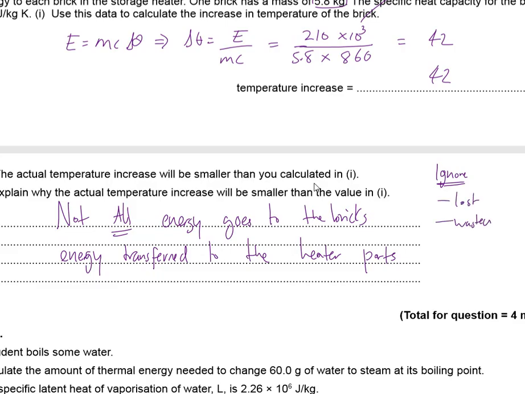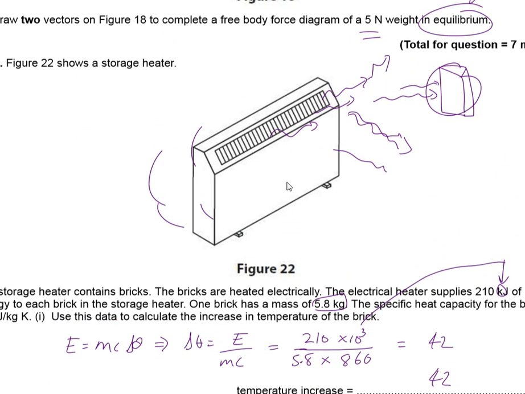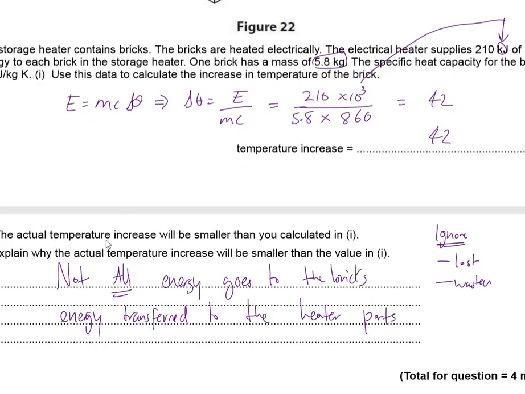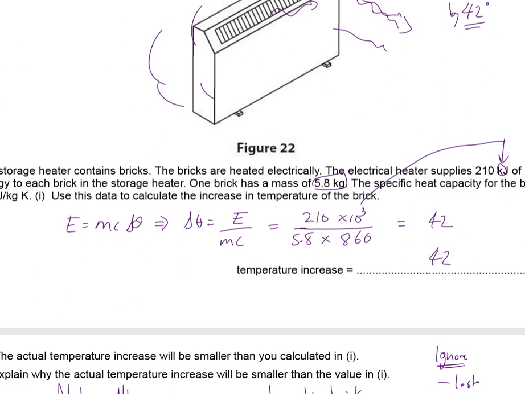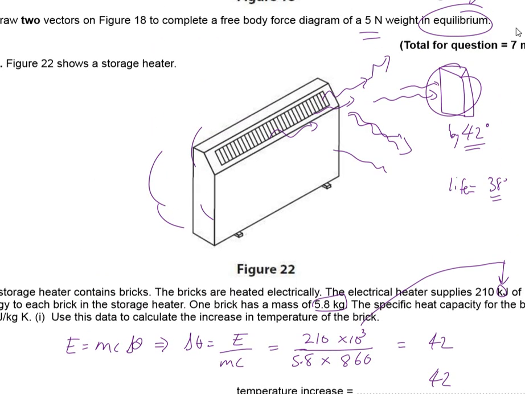So if you say these, they're going to be ignored. Okay. All right. Now, what's happening here? The question is, why is it that the temperature increase is smaller than what's calculated? In theory, this block should be able to heat up by 42 degrees. But in reality, the temperature will probably be, let's say, 38 degrees. So the question is, why is it that in real life it is 38 degrees?